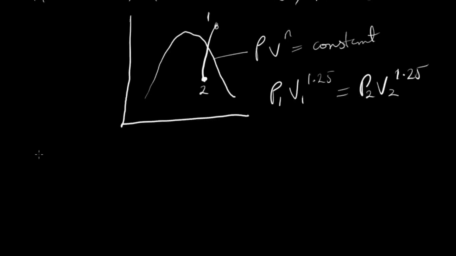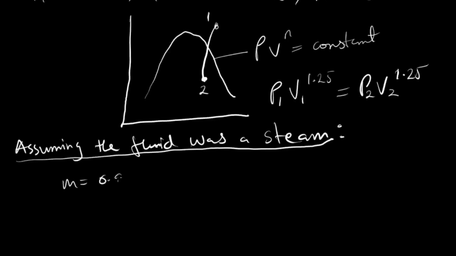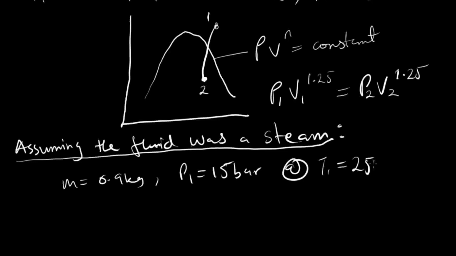Since it's a fluid, now assuming the fluid was a steam, we are going to have that m is 0.9, P1 is equal to what? 15 bar at T1 equal to 250 degrees C.